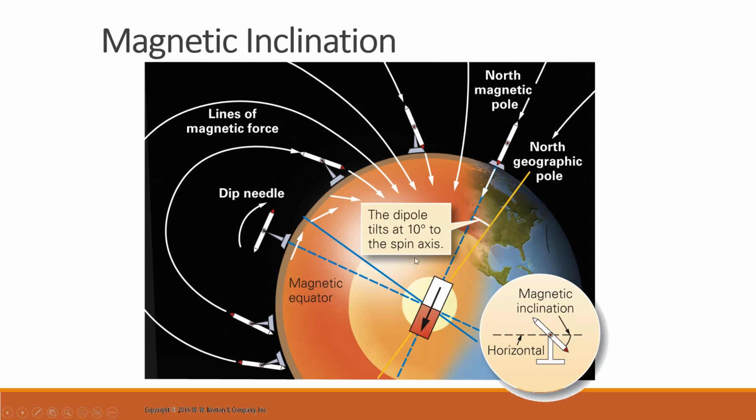The other aspect of the magnetic field is the declination, which is basically where we are pointing to the pole. So that's going to change based on your longitude. So that's how it actually points to the magnetic pole.